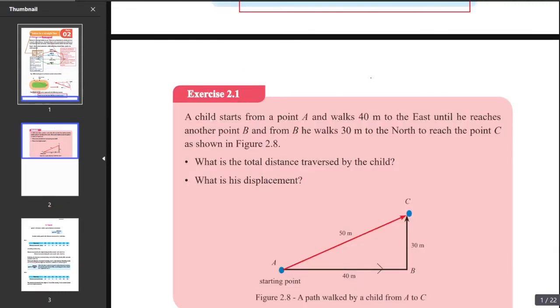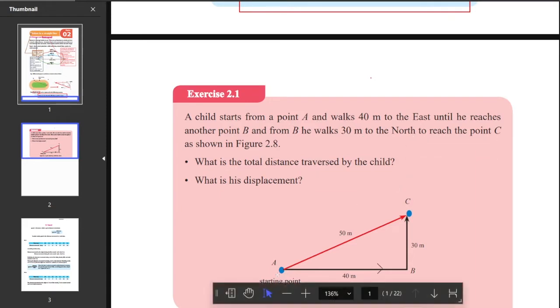Okay, now let's do this exercise. A child starts from a point A and walks 40 meters to the east until he reaches another point B, and from B he walks 30 meters to the north to reach the point C. A 40 meters, B 30 meters, C. This black line is his path.